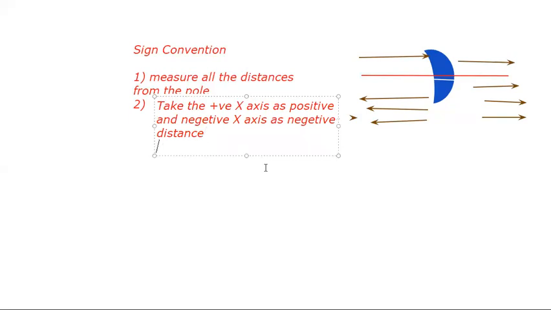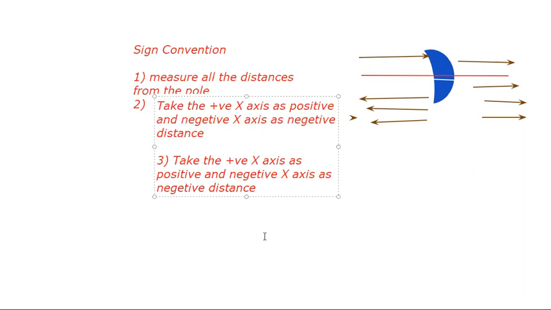and the distances along the negative x-axis will be taken as negative distances. Understood? Third point, similarly, take the distances along the positive y-axis as positive, and negative y-axis will be taken as negative distances. Understood? These are the three you should remember.